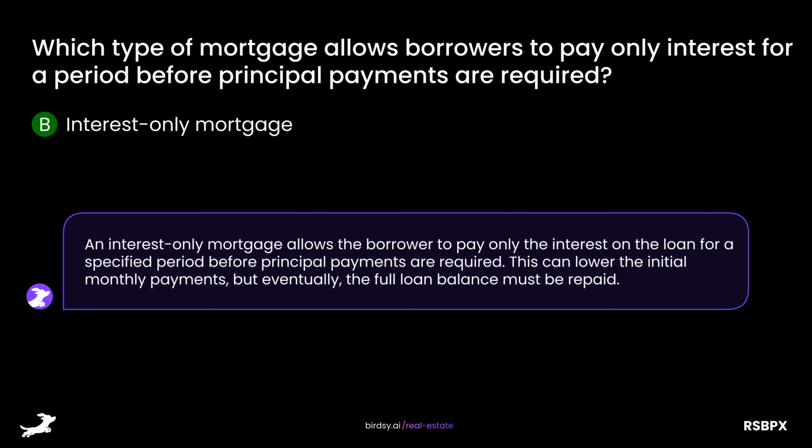An interest-only mortgage allows the borrower to pay only the interest on the loan for a specified period before principal payments are required. This can lower the initial monthly payments, but eventually the full loan balance must be repaid.